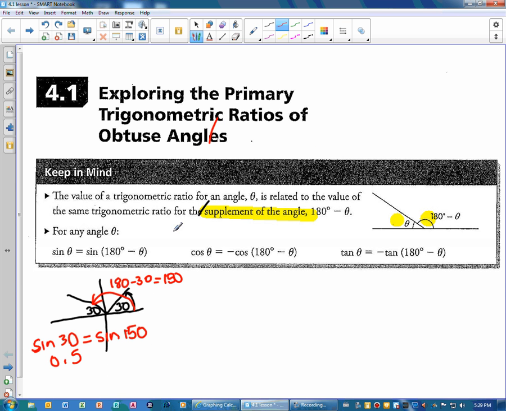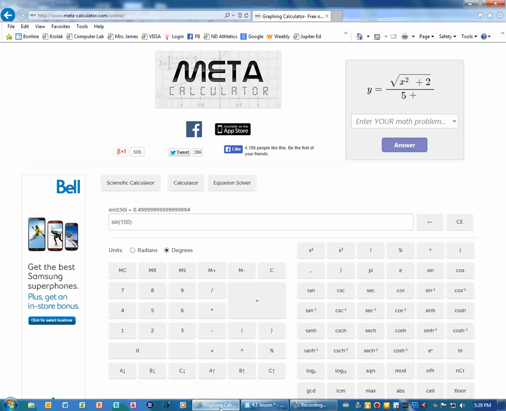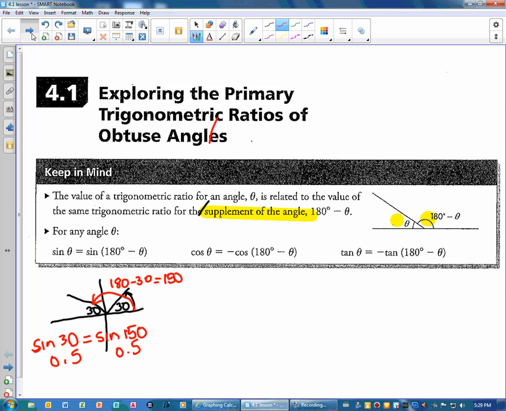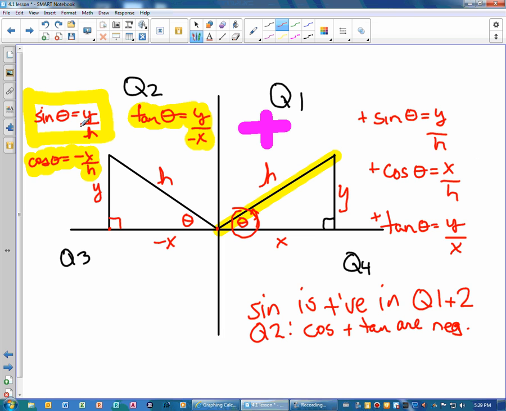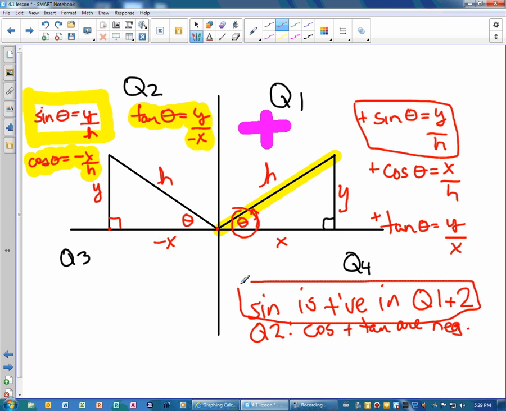And that's because it doesn't matter what quadrant you're in, sine is the same thing. So in quadrant 1, sine is opposite over hypotenuse, y over h. In quadrant 2, sine is y over h, opposite over hypotenuse. So in both quadrants, sine is positive. So that's sort of the point of this lesson.